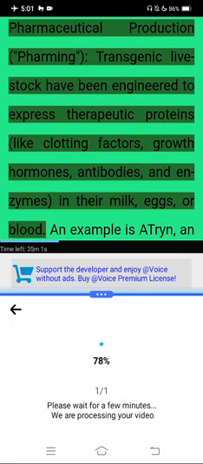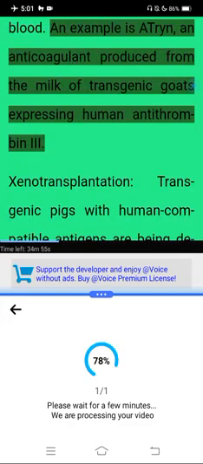Pharmaceutical farming. Transgenic livestock have been engineered to express therapeutic proteins like clotting factors, growth hormones, antibodies, and enzymes in their milk, eggs, or blood. An example is ATryn, an anticoagulant produced from the milk of transgenic goats expressing human antithrombin III.